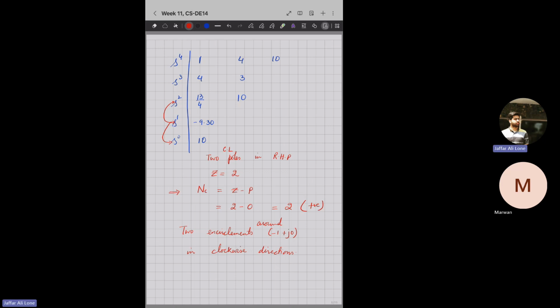So there are two closed loop poles in the right half plane. Obviously, when we have a pole in the right half plane, it means my system is unstable. That we know. How we find that from the Nyquist plot is important, and that's what we have been doing.